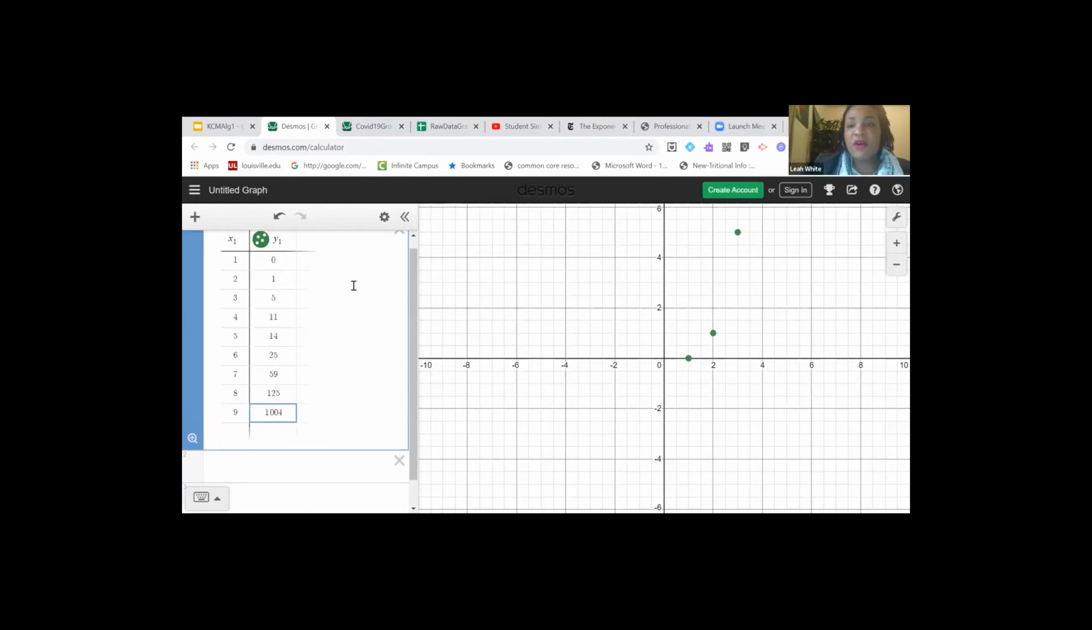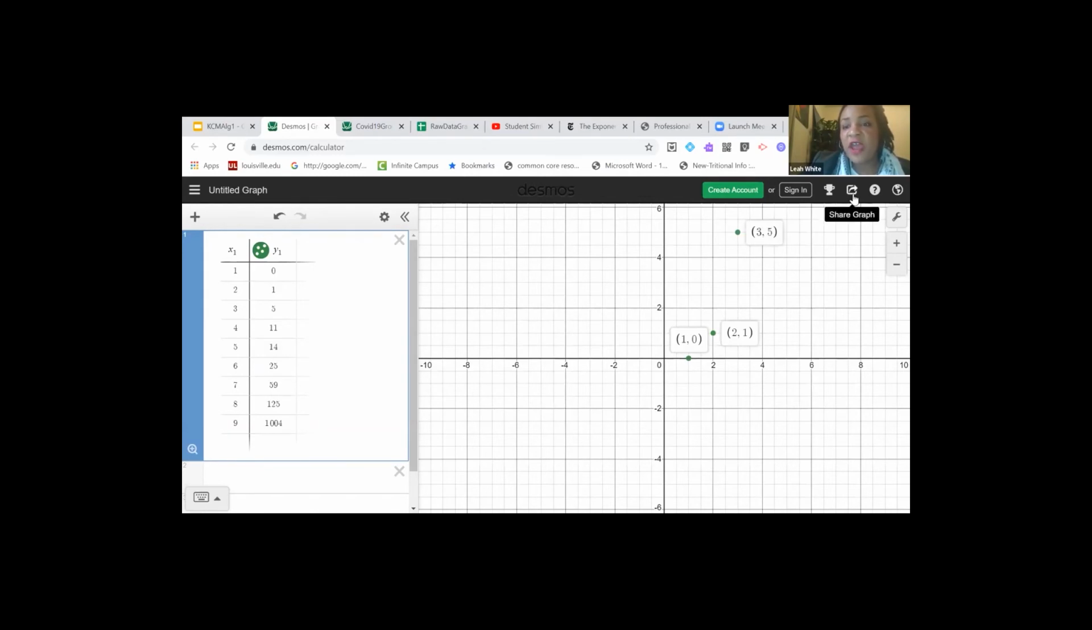All right, so now I have this table in Desmos. So far, can you see what's happening? Do you think your kids will be able? I think kids will be able to do this. And you can also save and share a graph. So once you do this and your students can do this, they can share it with you.